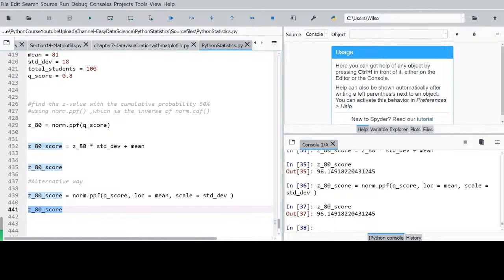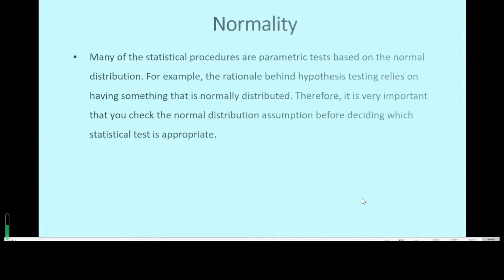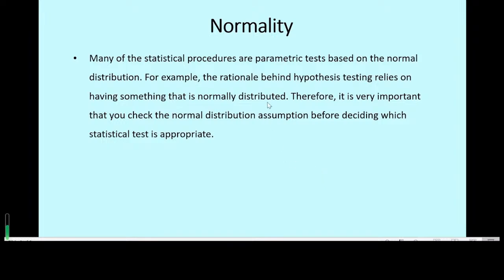Thanks for watching. This video will show how to conduct the Shapiro-Wilk test for normality in Python. Many statistical procedures are parametric tests based on the normal distribution. For example, the rationale behind hypothesis testing relies on having something that is normally distributed. So it's very important that you check the normal distribution assumption of the data before deciding which statistical test is appropriate.